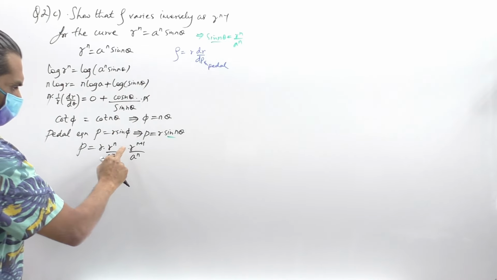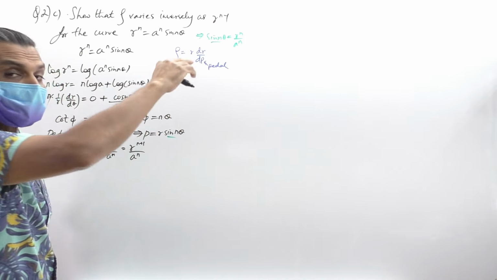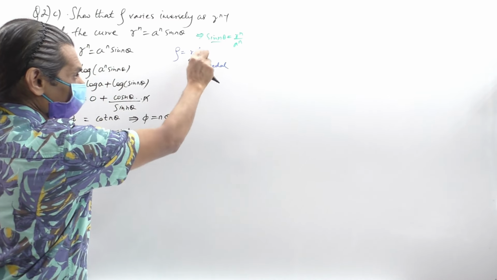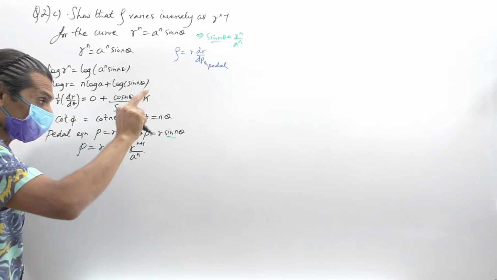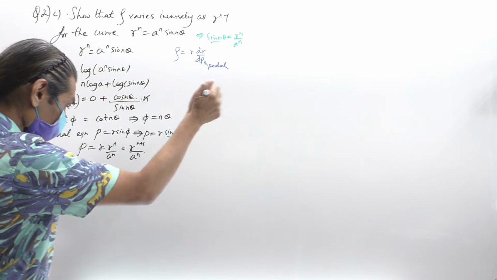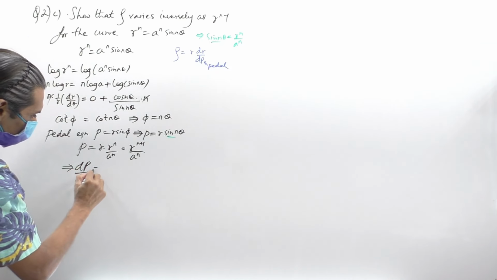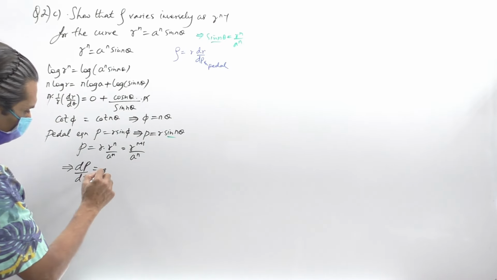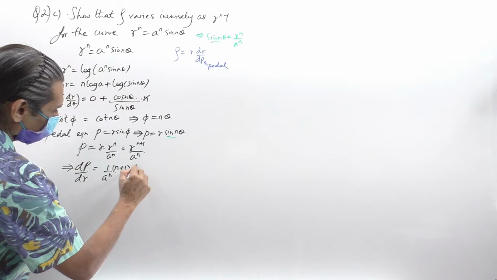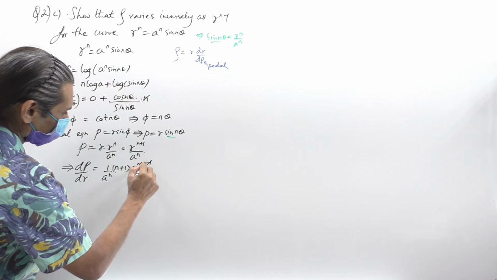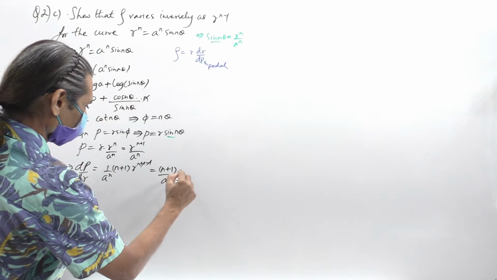So first, we have p is equal to r^(n+1) by a^n. Fine. What we will do, we will find dr by dp. Sorry, here they are asking dr by dp, right? So we have p is equal to r^(n+1) by a^n. Correct? So what we will simply do, we will find dp by dr here. So dp by dr means differential of p with respect to r. So 1 by a^n is constant as it is. Differential of r^(n+1) is (n+1) r^(n+1-1). The 1 cancels. So it is (n+1) divided by a^n into r^n.